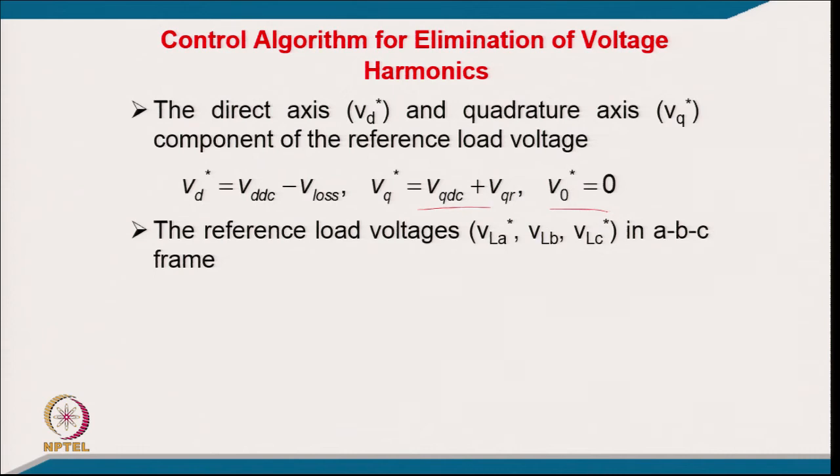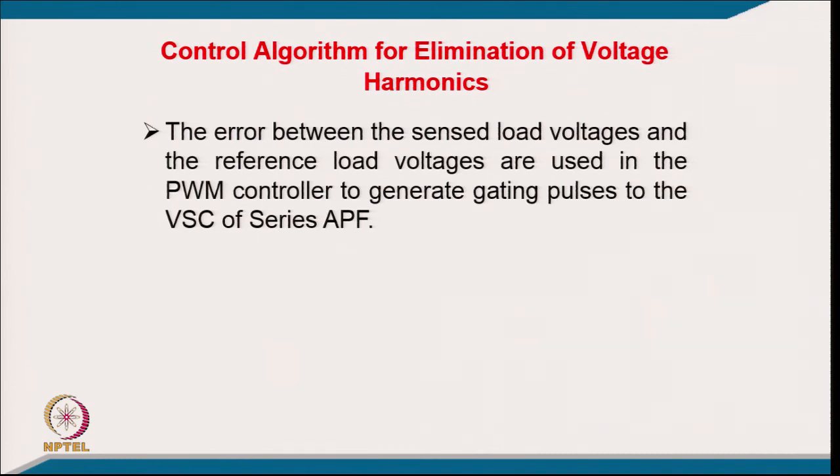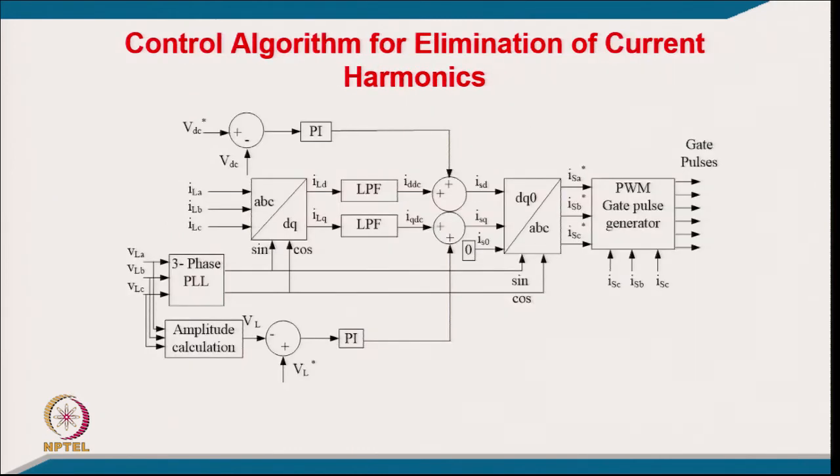And now we calculate the reference load voltages VL star A, VL star B, and VL star C in the ABC reference frame using the inverse Park transformation, where VD, VQ, 0 star reference are here. Using this we are able to get VLA, VLB, VLC star, that is the load reference voltage, and we sense the load voltage and then indirectly control the series active filter. So, the error between the sensed load voltage and the reference load voltage is used in the PWM controller to generate the gating pulses for the voltage source converter of the series active power filter, and this is typically the control algorithm for elimination of harmonic current in a voltage fed kind of load which we were talking about.